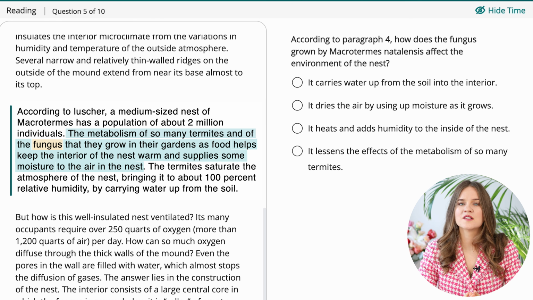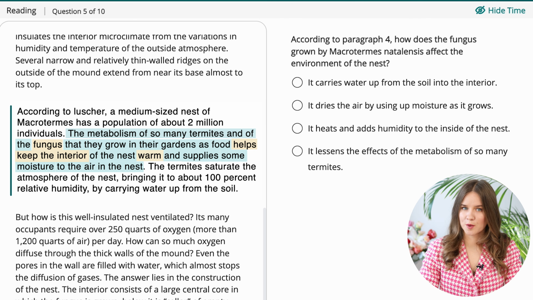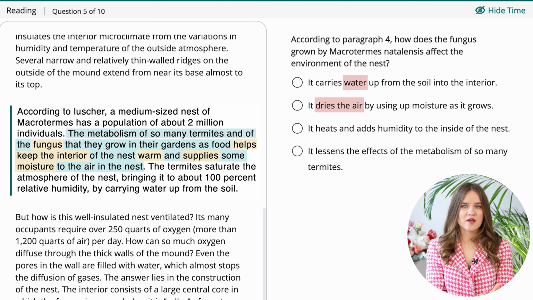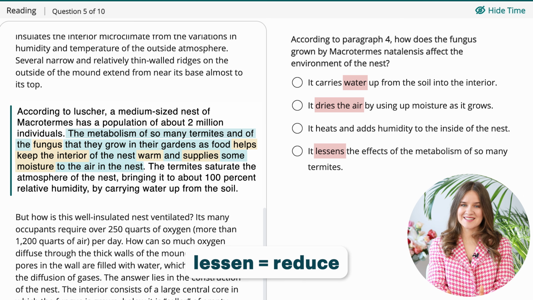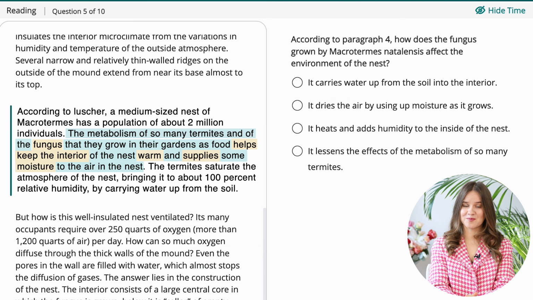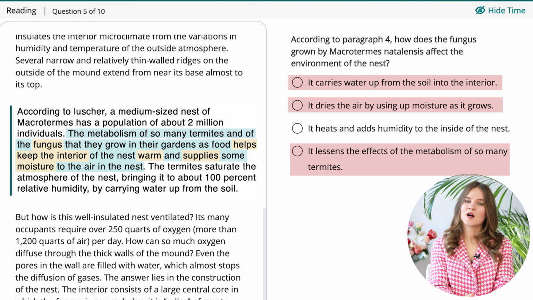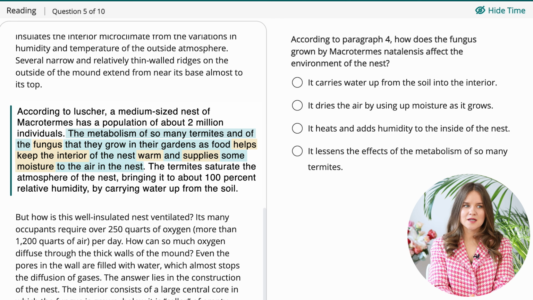It says that fungus helps keep the interior warm. It also says it supplies moisture. It doesn't carry water, dry the air, or lessen, meaning reduce, the effects of metabolism. So answers 1, 2, and 4 are incorrect. But it does heat and humidify the nest.